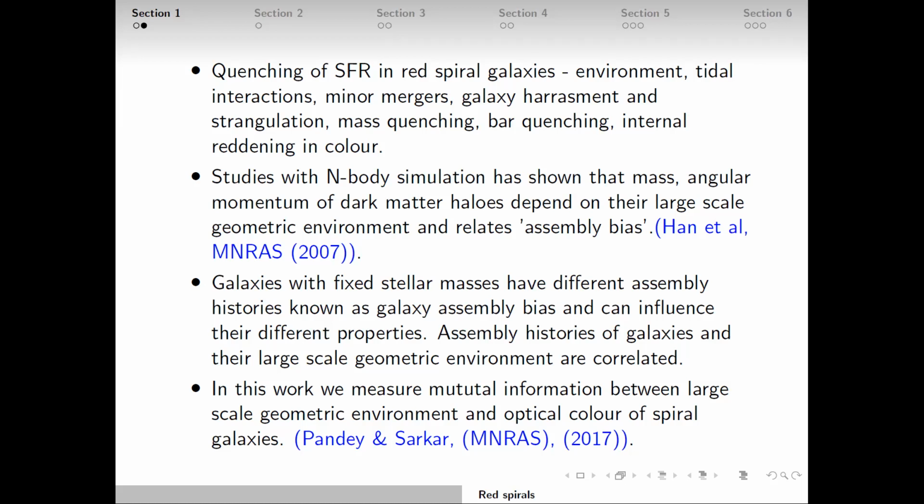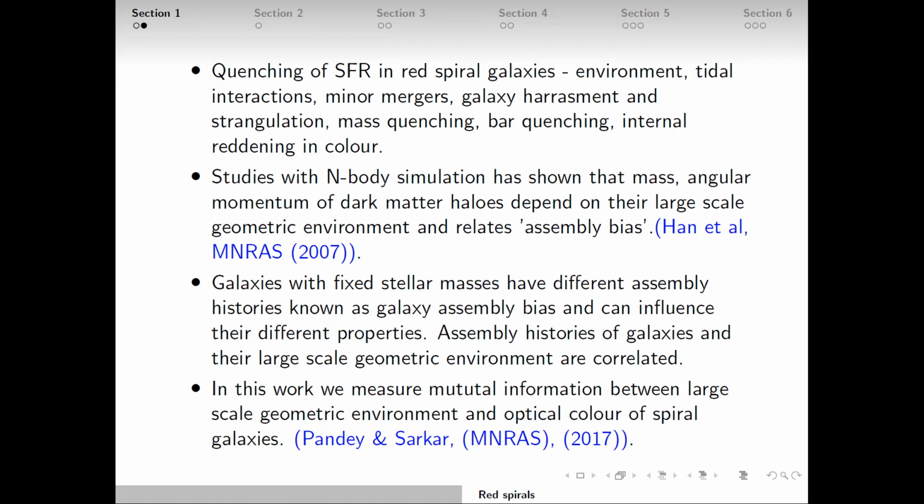Now, studies with N-body simulation have found that the mass and angular momentum of dark matter halos are sensitive to the large-scale geometric environment, and also the clustering of these dark matter halos depends on the halo formation time at fixed halo mass, which is known as assembly bias. And thus, in relation to this, the galaxies present within the dark matter halos with fixed stellar masses can also have different assembly histories, which is known as galaxy assembly bias, and thus different assembly histories of galaxies can affect their different physical properties as well.